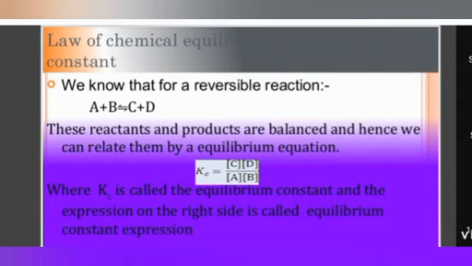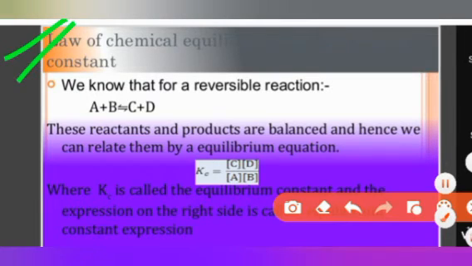Okay. So the law of chemical equilibrium, if we talk about it, is very important, and is also known as the law of mass action.